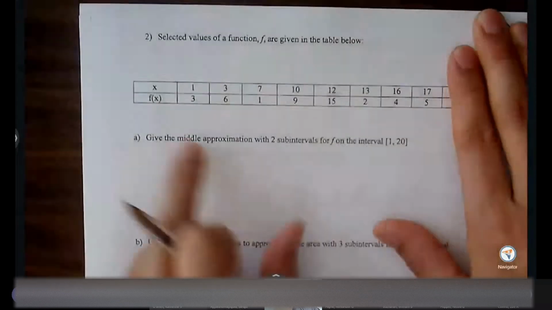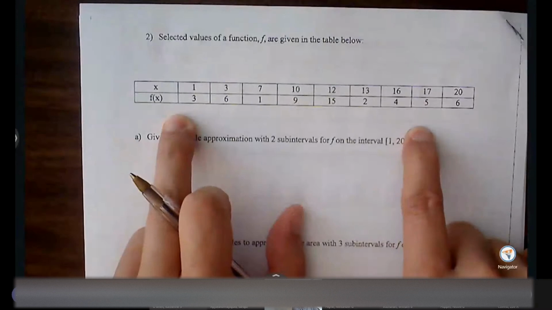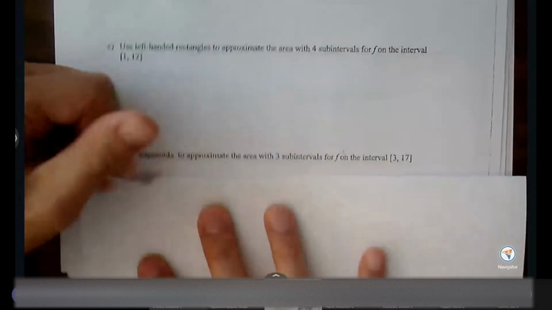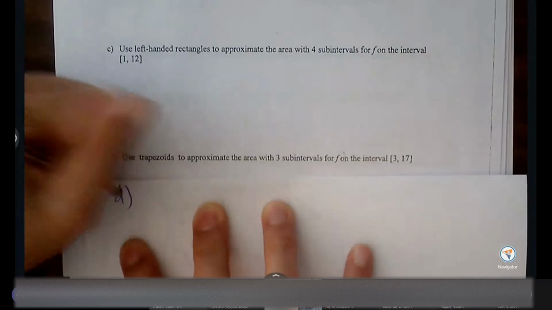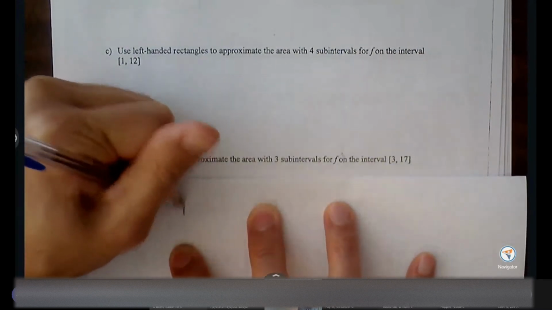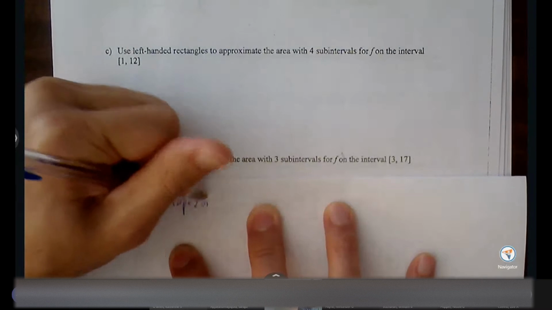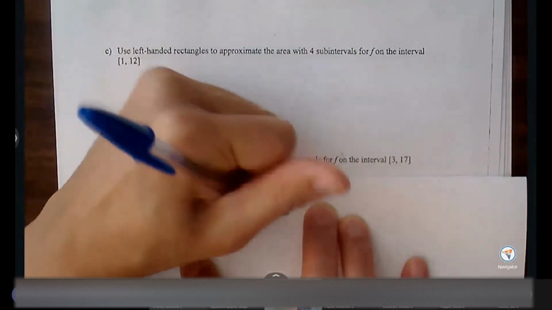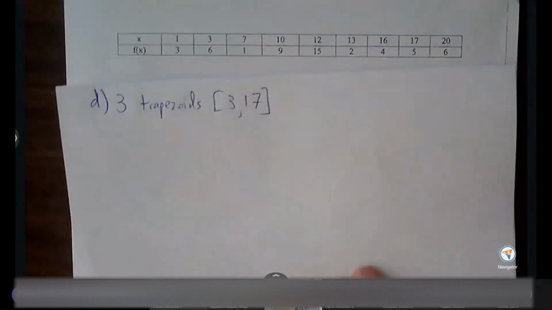All right, I'm going to go to this table on the back here, and I want us to do a trapezoid one. So I'm going to do part D, but I'm going to copy this down and move it up so we don't have to keep shifting the paper here. So 3 trapezoids from 3 to 17. Okay, 3 trapezoids from 3 to 17.